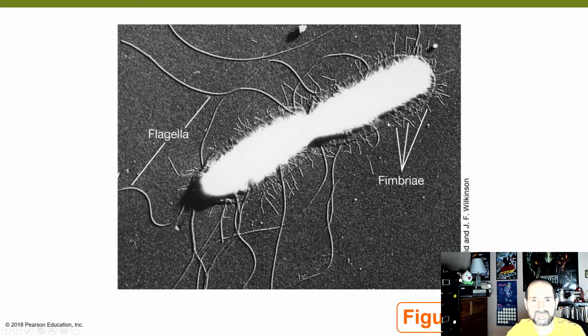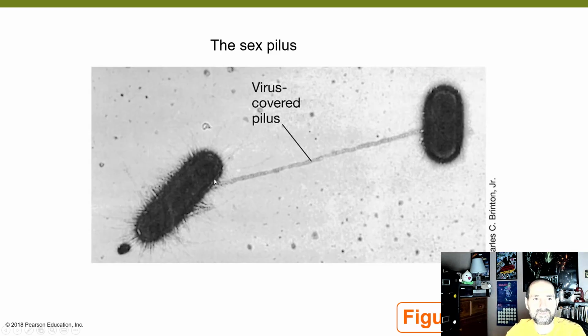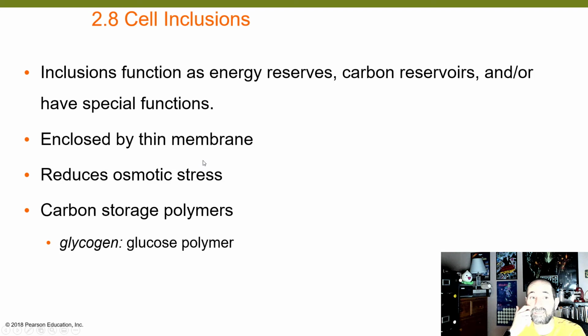So here you can see fimbriae are the short bristles on this bacterium. Flagella are much longer. These whip-like structures are flagella, and the short bristle-like structures are the fimbriae. Here you can see two bacterium connected by the sex pilus, this hollow protein tube that connects bacterium during conjugation. We'll learn all about that in a subsequent chapter.